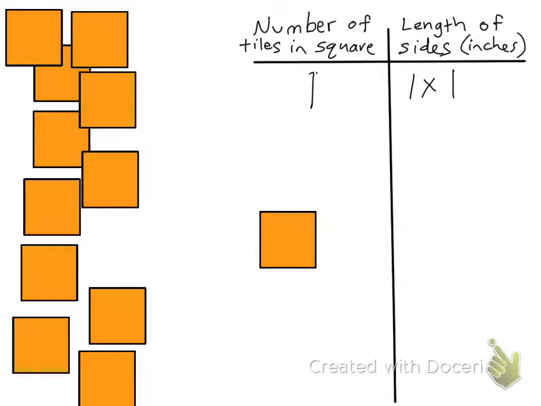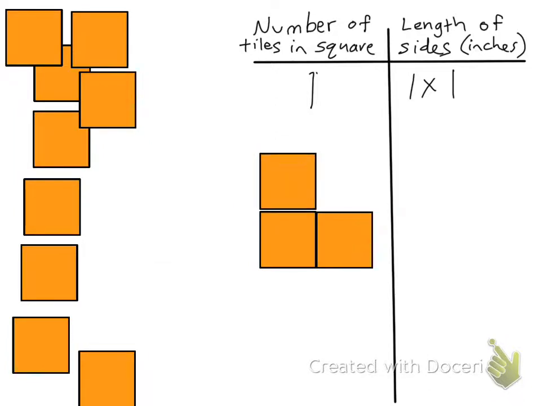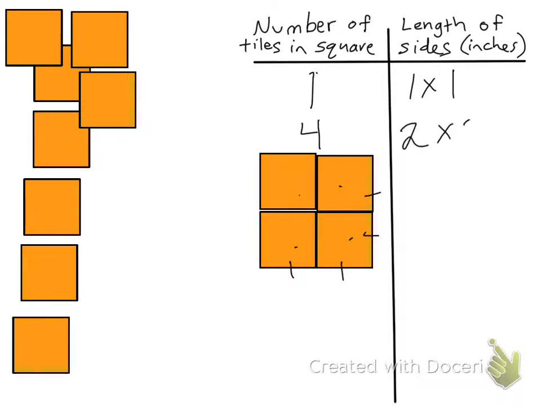So let's see what size of the next square I can find. If I add a second tile, is that a square? No, it's a rectangle. So I have to keep adding squares until I get a bigger square. You see how this is a bigger square? I have 4 tiles, and on my sides I have 2 tiles and then 2 tiles. So the length of the sides would be 2 times 2. We would say this is a 2 inch by 2 inch square.